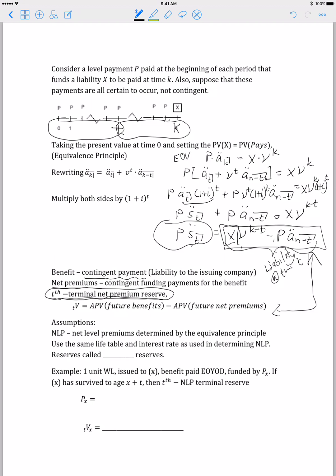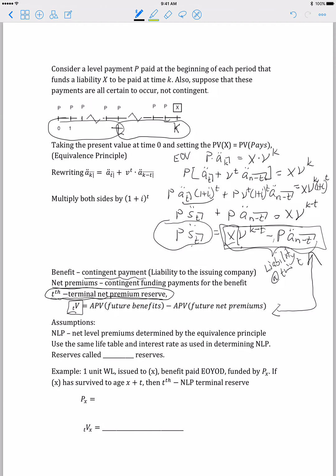This t-th terminal net premium reserve is denoted by this new notation where we put t in the subscript before the V, and the V is the symbol that we use for this liability. So it is the liability of the issuing company given survival to time t, survival of the policy. So here are our assumptions.